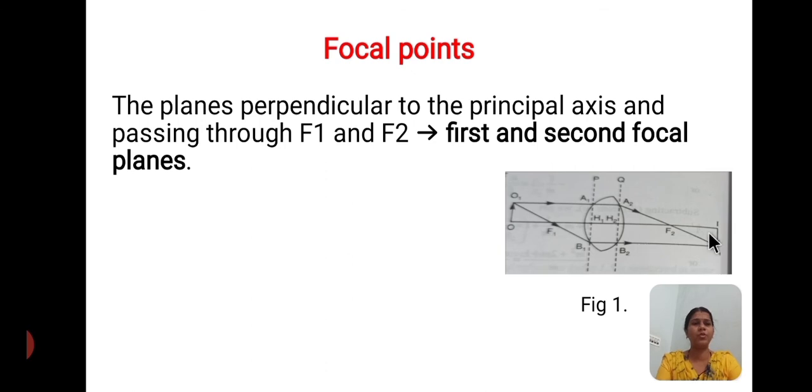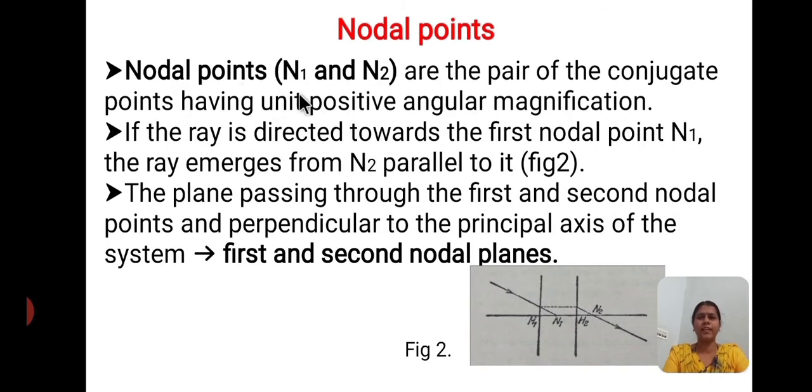Now we will move to the third one. The nodal points N1 and N2 are a pair of conjugate points. In this figure, N1 and N2 are a pair of conjugate points having unit positive angular magnification. If the ray of light is directed towards the first nodal point, the ray is going to emerge from the second nodal point, N2. N1 and N2, they are parallel: the ray you are incident on N1 and the output you are getting are parallel.